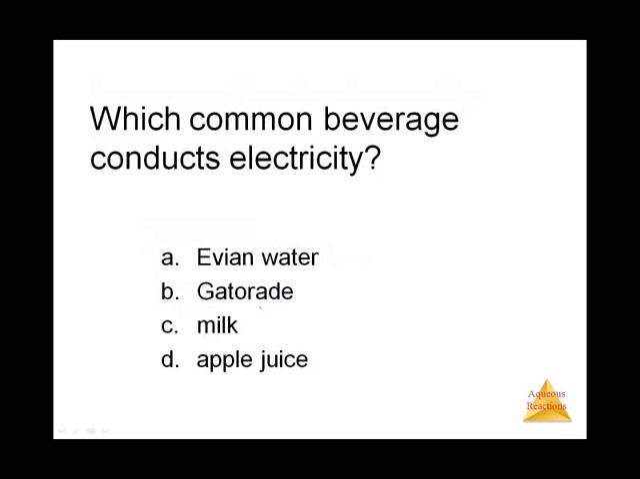Okay, so Evian water has carbon dioxide in it. I think it's bubbly, right? Milk doesn't have anything that would suggest it's going to conduct. Apple juice has sugars, right? And those sugars are not going to be ionic. They're not going to conduct. So the obvious answer here is going to be Gatorade.